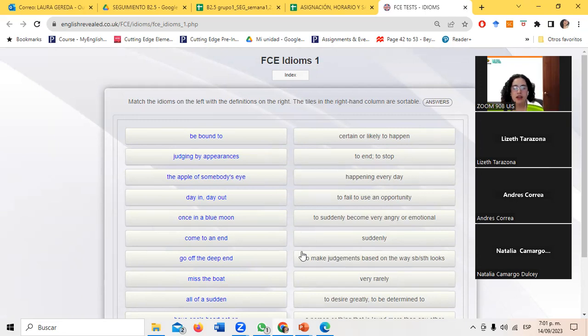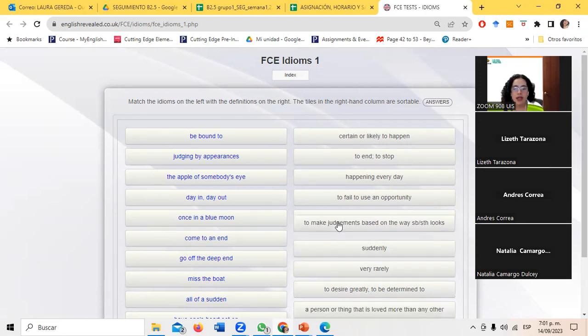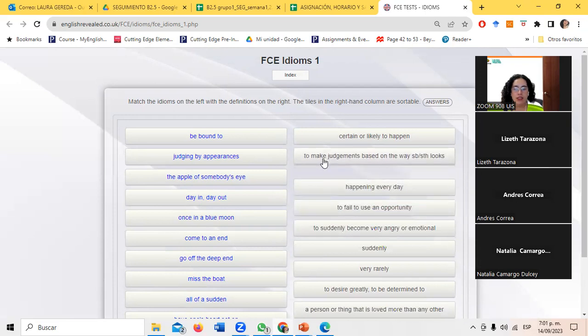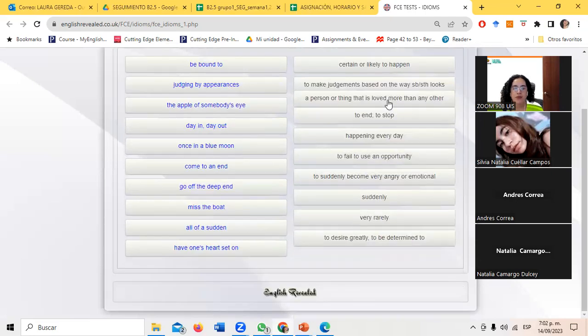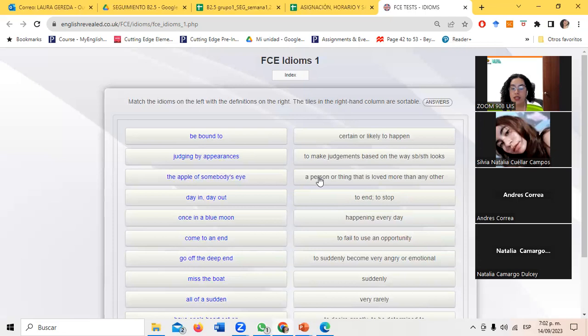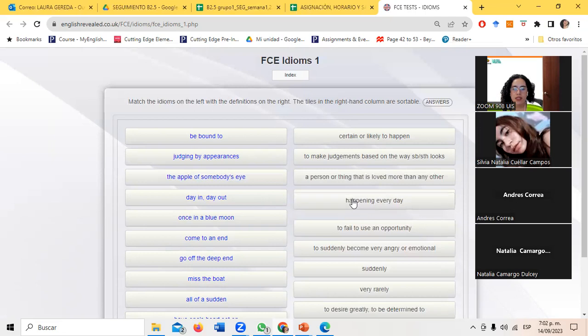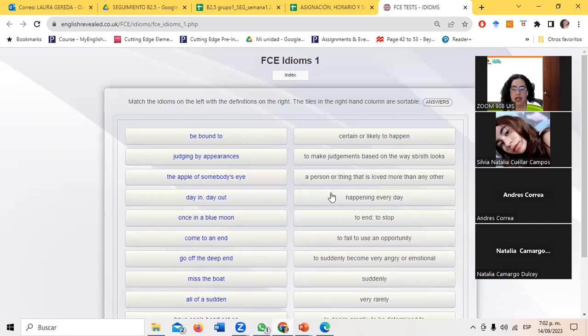Okay. Judging by appearances. Okay, this one is easy. To make judgments based on the way somebody looks. Let's put it there. The apple of somebody's eye: a person or thing that is loved more than any other. Yes. Day in and day out: happening every day. Yes, this is something that happens every day.